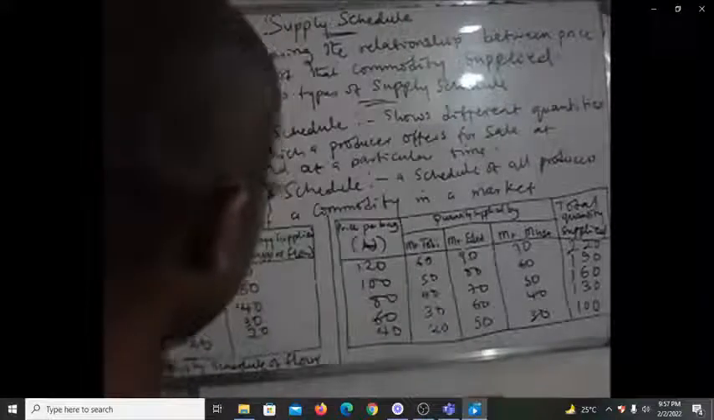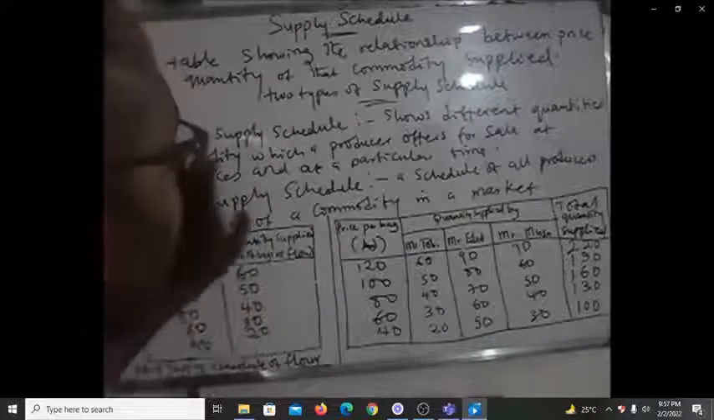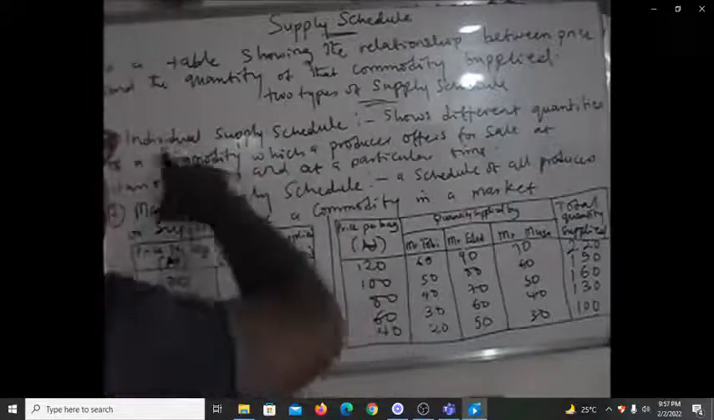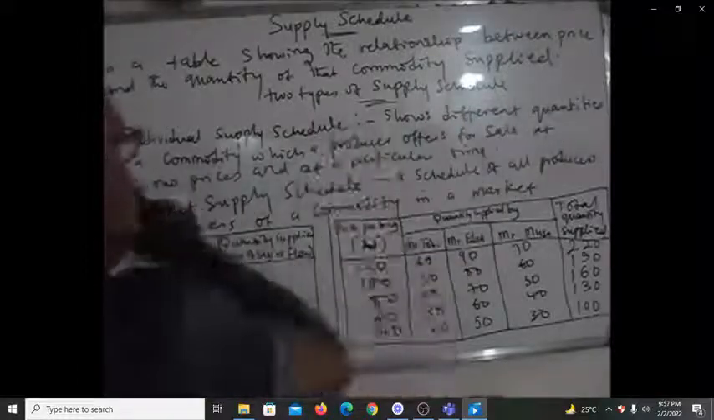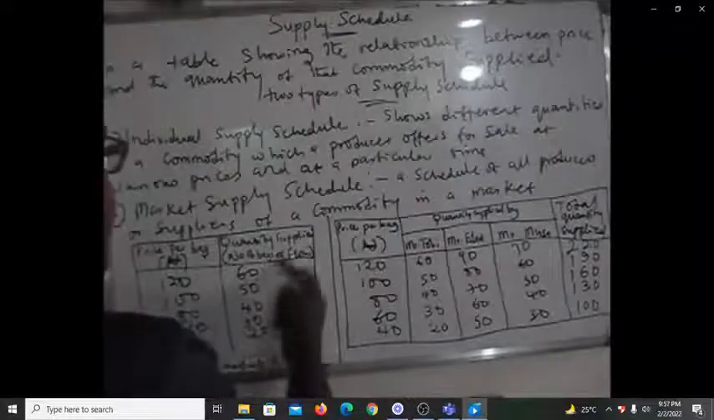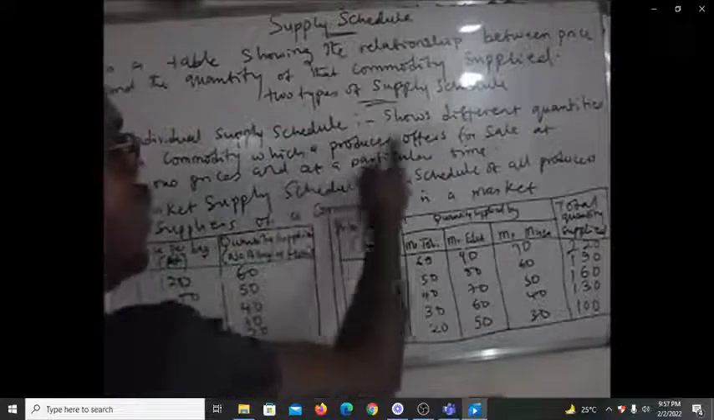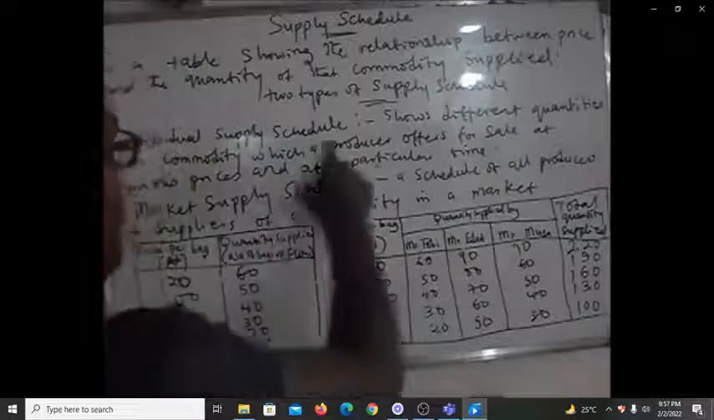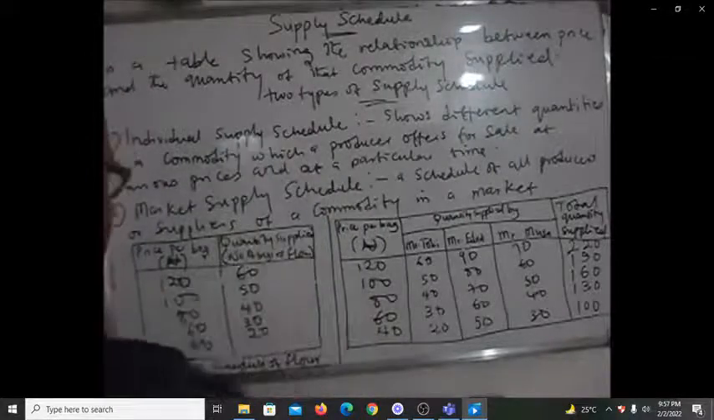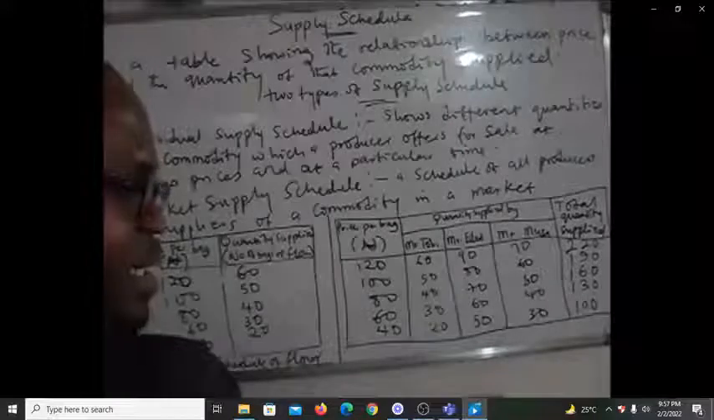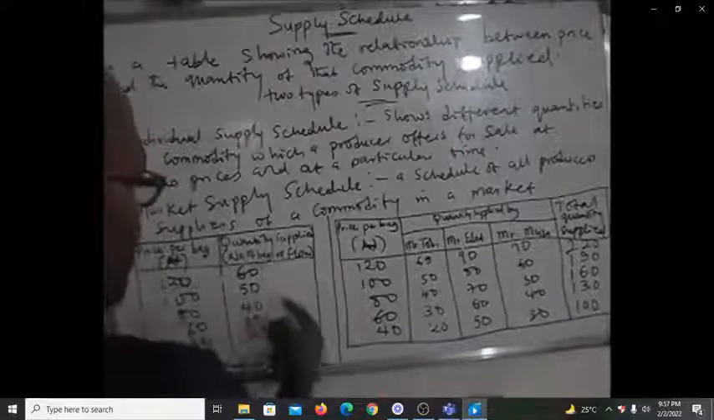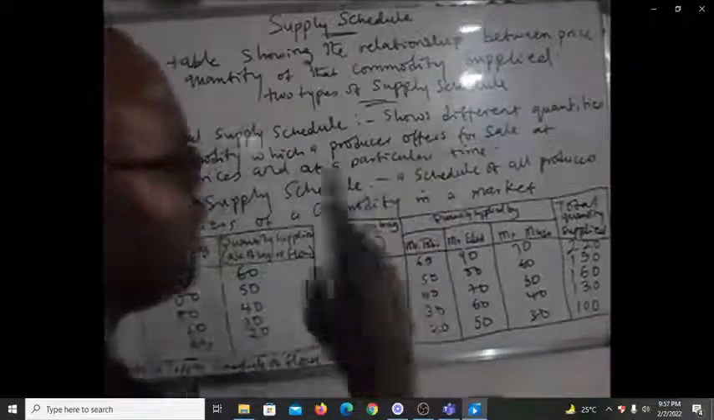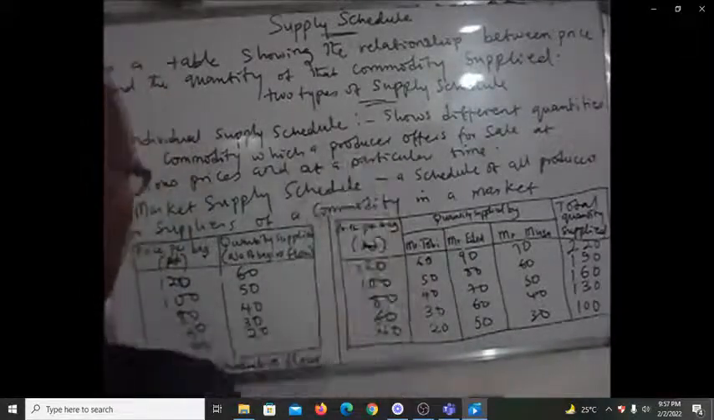The one for one person, Mr. Abu, is known as what? Individual supply schedule. Is that clear? So what is individual supply schedule? Individual supply schedule shows different quantities of a commodity which a producer offers for sale at a particular period of time at various prices. Who is the producer for this individual schedule? Mr. Abu. You understand? So this schedule shows all the different quantities that you can supply at various prices at a particular time for an individual producer, which is Mr. Abu.